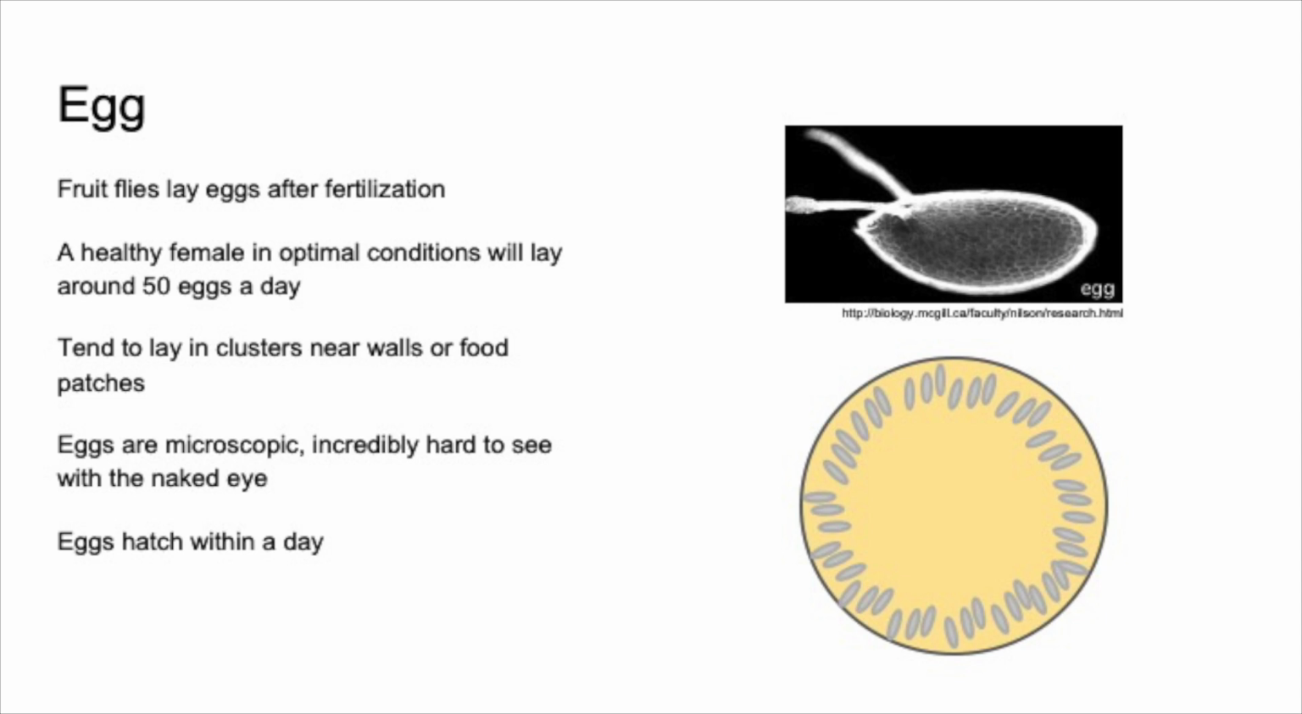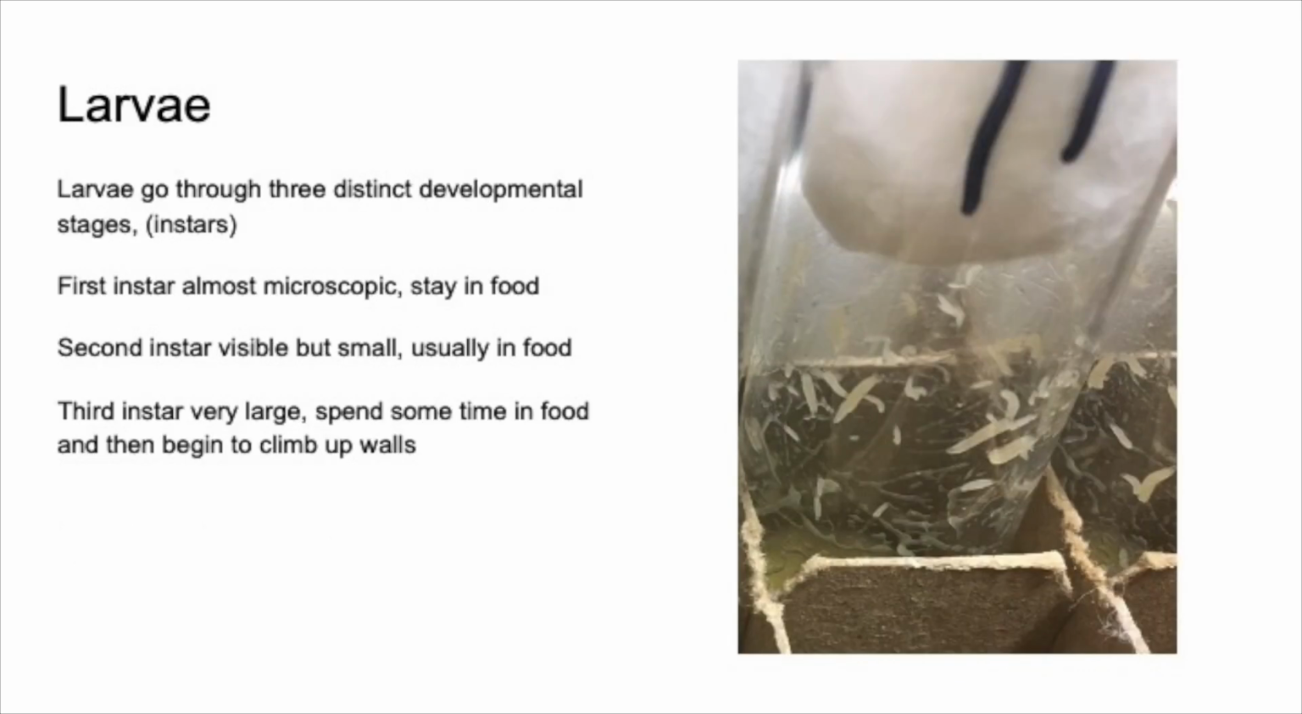These eggs are microscopic and are very difficult to see with the naked eye, although you can just see them if you look very closely. Typically, eggs will hatch within a couple of hours and definitely within a day. When the eggs hatch, fruit flies emerge as larvae, small worm-like creatures. These larvae will go through 3 distinct developmental stages called instars.